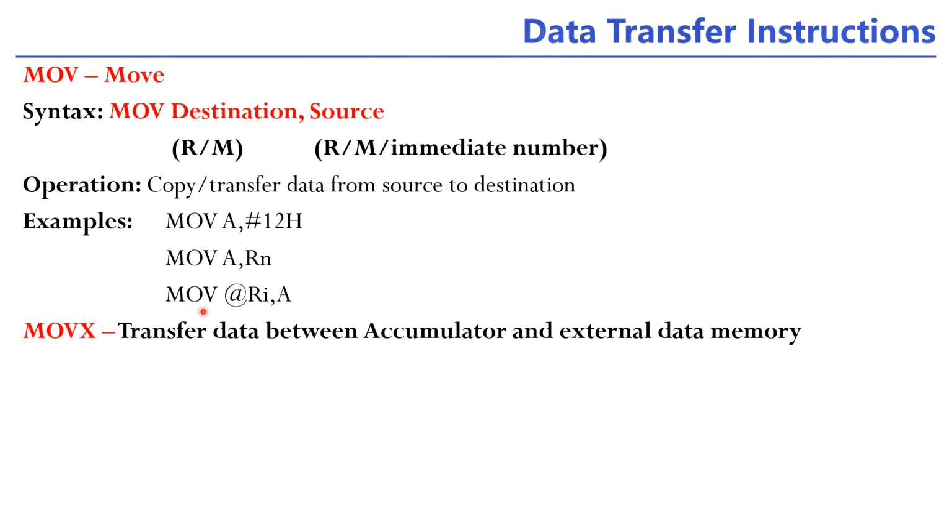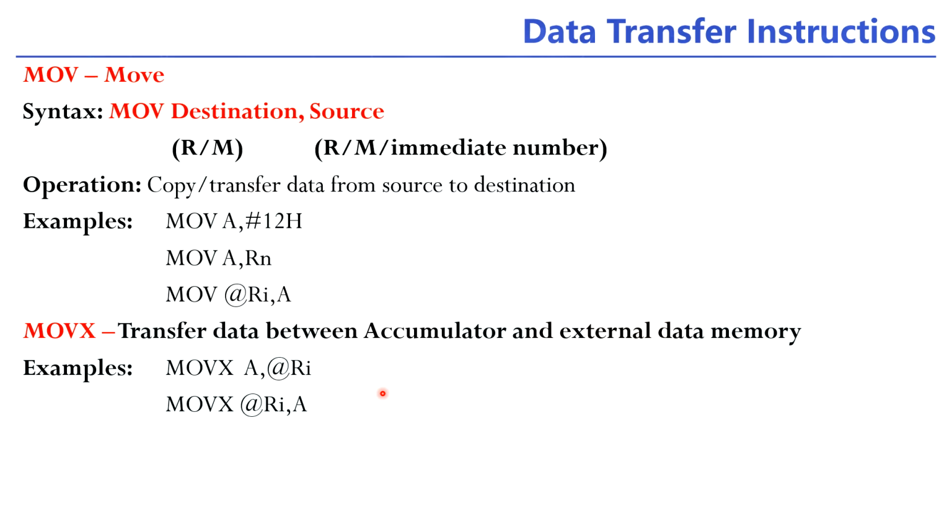Similar thing you can see here: MOV @Ri. I is nothing but 0 or 1. Remember, in this case only R0 and R1 are used. We can take here @R1, comma A. The content of A is copied and transferred to this memory location. Next thing, MOVX. X denotes external. It transfers data between the accumulator and external data memory. Now you can see here MOVX A, @Ri. For Ri we can use R0. The value at this location is copied and transferred to the accumulator here.